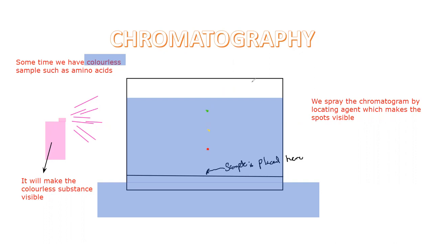So for colorless substances, one more step is there. Whenever we are using a colorless substance, we should use a locating agent. Without using a locating agent, we are not able to see any spots. Is it clear? The concept of a locating agent. It's a chemical or a substance which makes the spots visible for colorless substances.